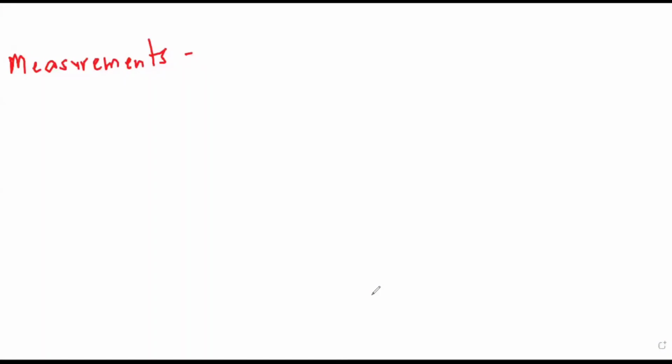Do you think, what is the importance of having measurements? Why do we need measurements? Do we need that? Yes, sir. Yes, we need that. Why? Why did you say so?